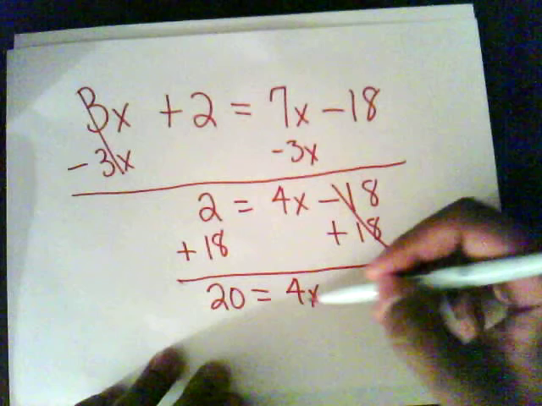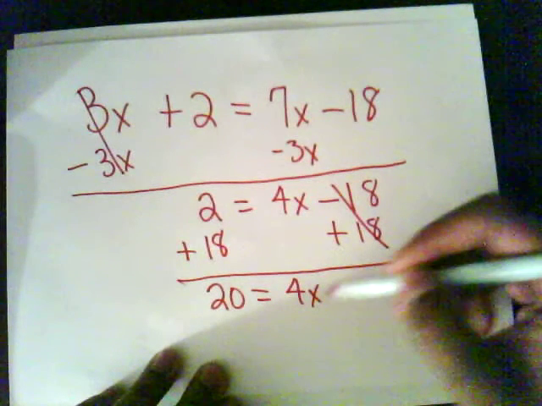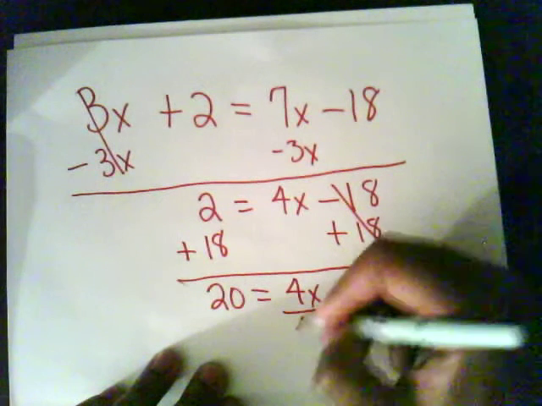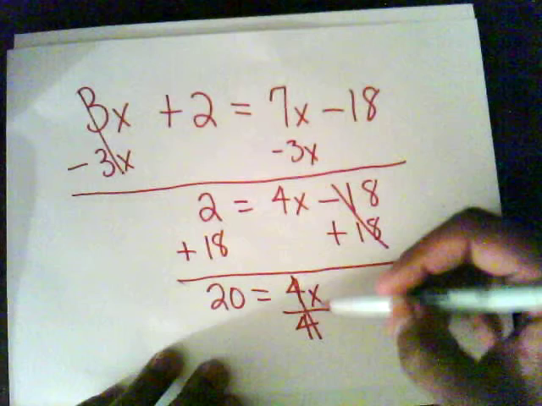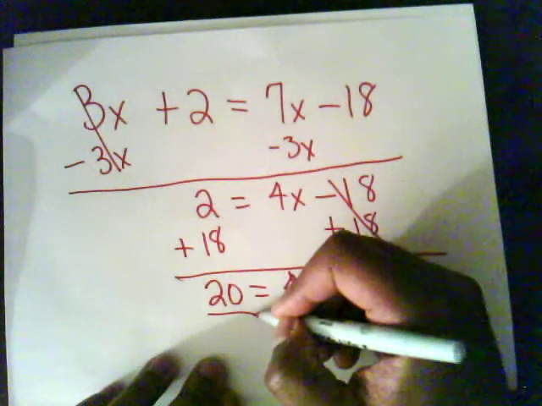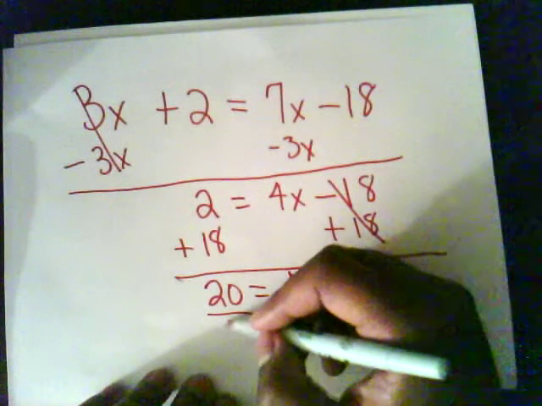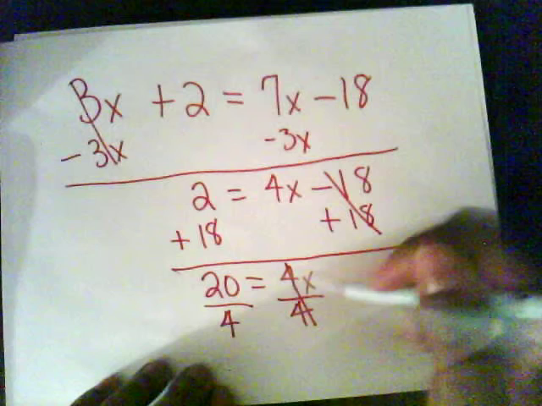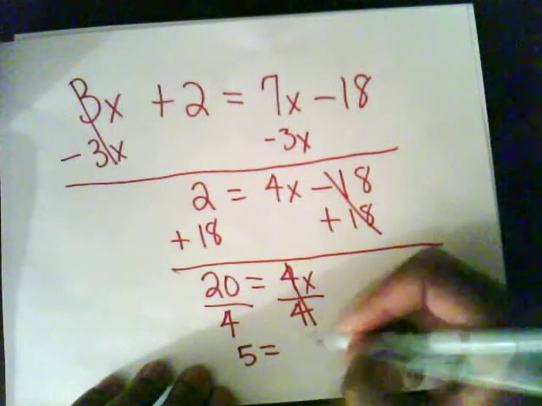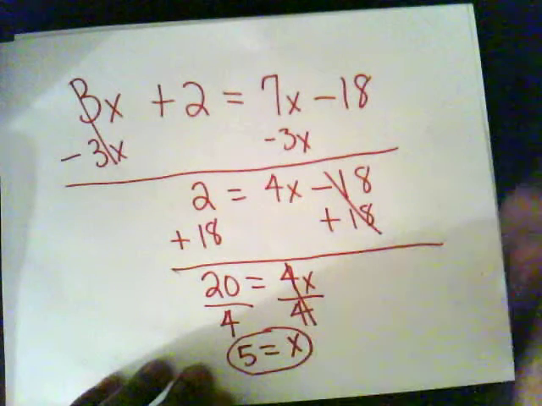4x is multiplying. That's like 4 times x. So to solve for x, this is now a one-step equation, and you have to do the inverse, which is divide. 4 divided by 4 is 1. You have to come to this side and also divide by 4. 20 divided by 4 is 5. 5 equals 1x, or just x. 5 equals x is the answer.